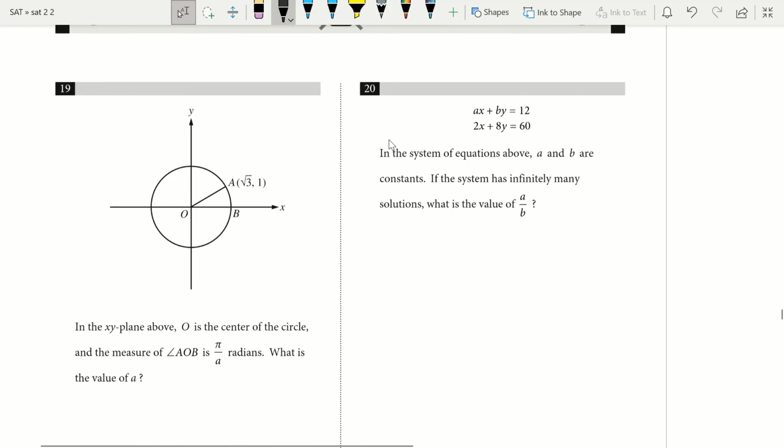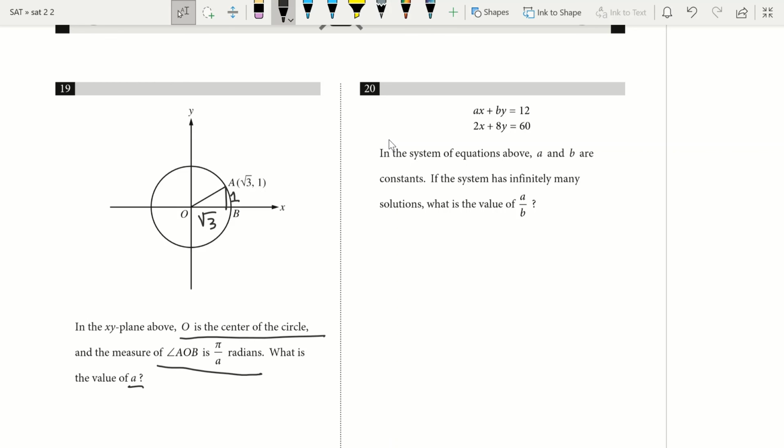Question 19. In the xy plane above, O is the center of the circle, and the measure of angle AOB is pi over a radians. What is the value of a? All right, so we know our y here is 1, right? So we have a 1 here. We know our x is root 3.